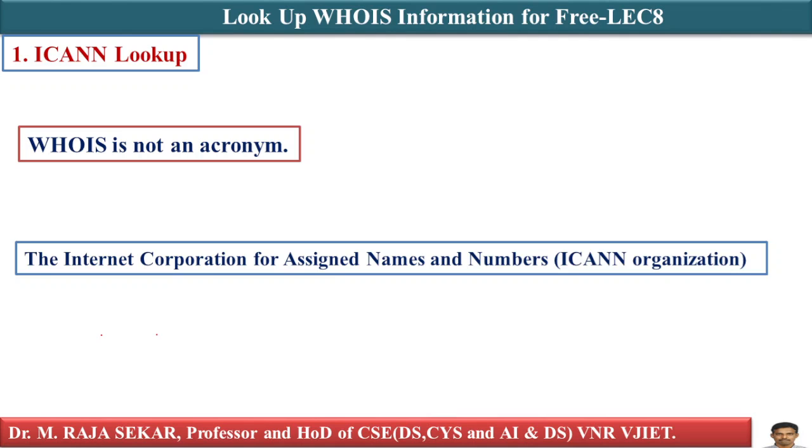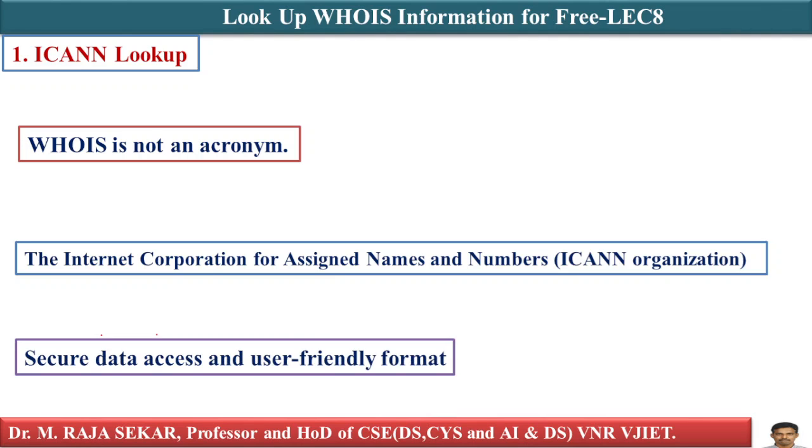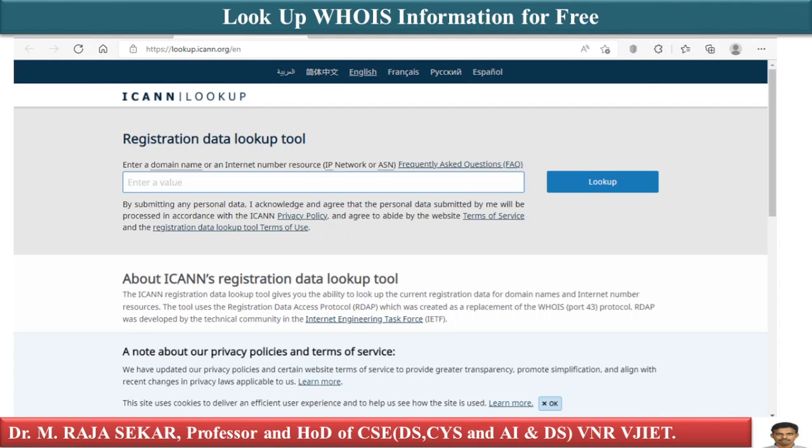It uses registration data access protocol in the place of former WHOIS, which uses port number 43 protocol to handle WHOIS request. RDAP, that is registration data access protocol, offers more benefits such as secure data access and user friendly format. To use ICANN lookup, click on the link above, enter the domain name inside the enter a value box and click lookup.